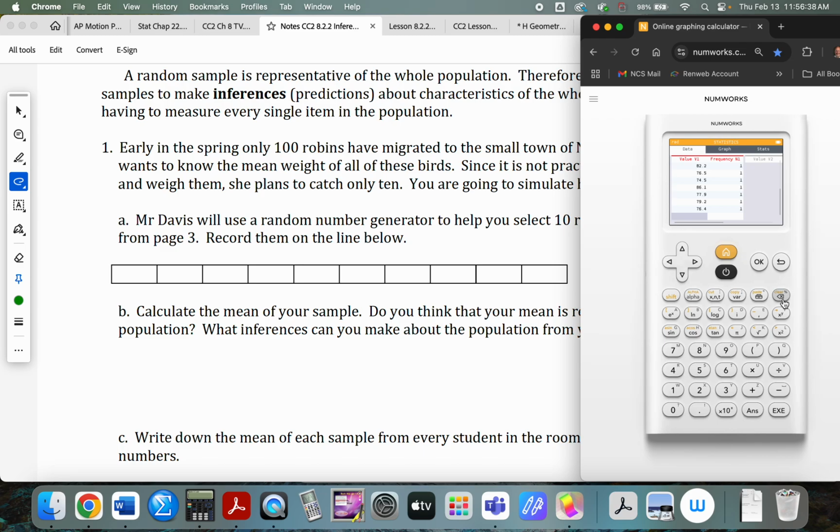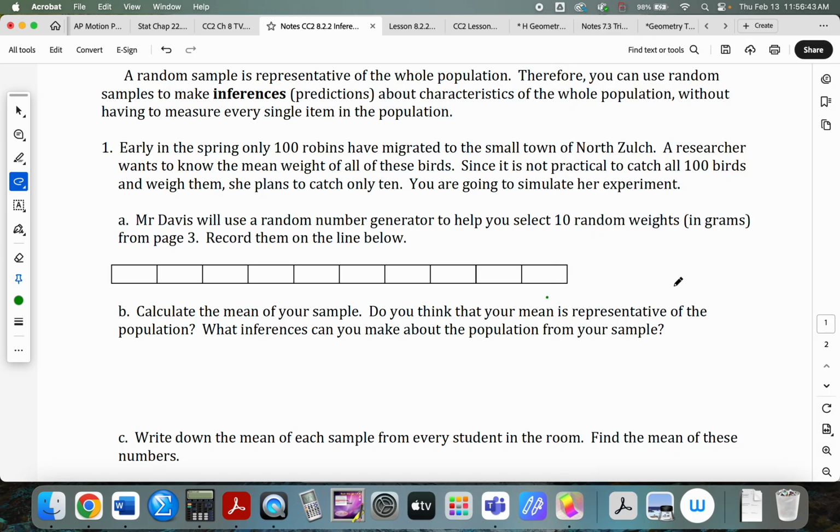All right, so you calculated the mean of your sample. Do you think your mean is representative of the population? So here's a question, and it's a subtle point. Do you think your mean is exactly the mean of the whole population? Probably not. Do you think it's a big enough sample where it should be close? Yes. We randomly picked, and I used a random number generator to get all those numbers. So we randomly picked 10 birds. So yes, it is representative.